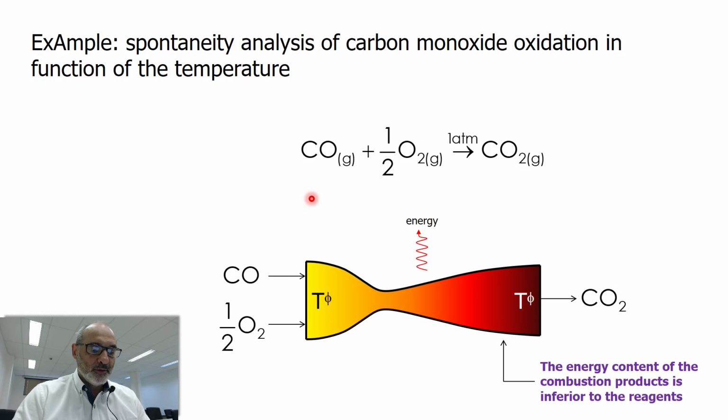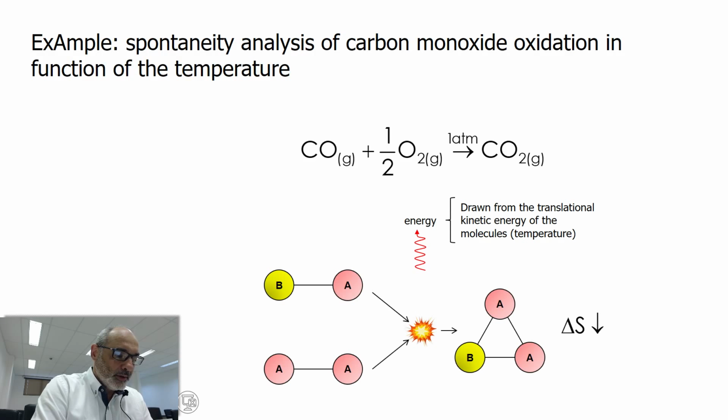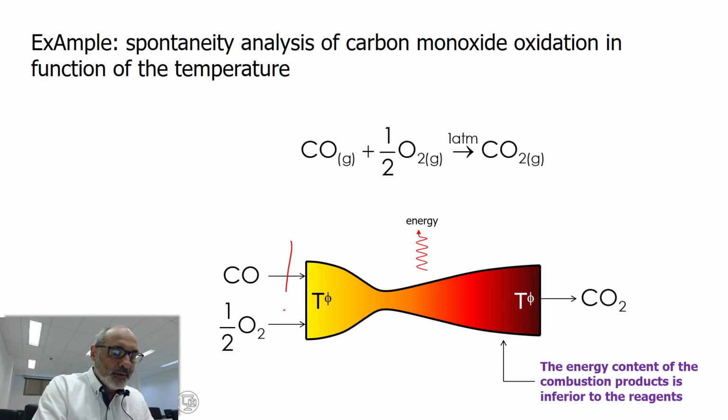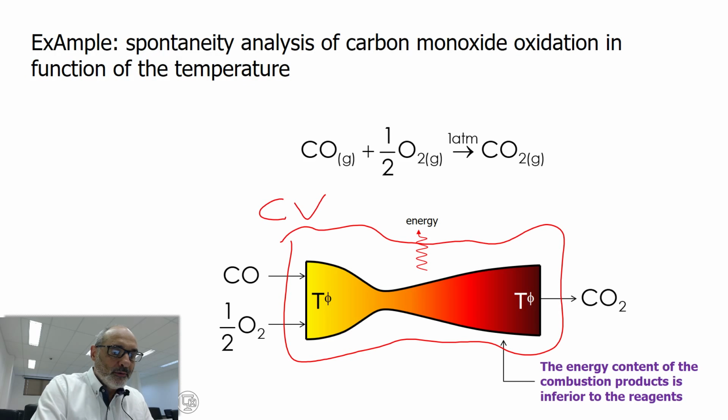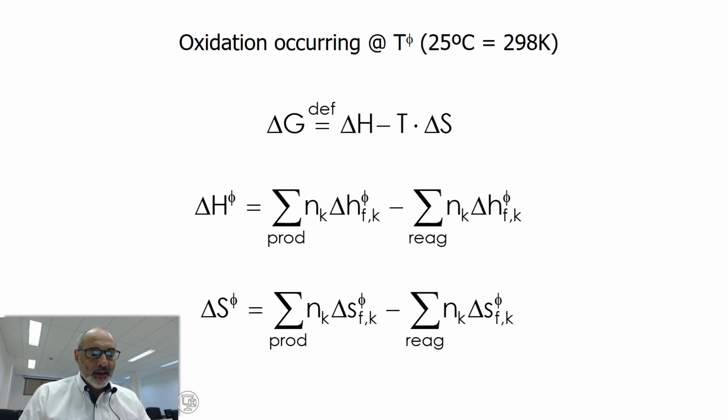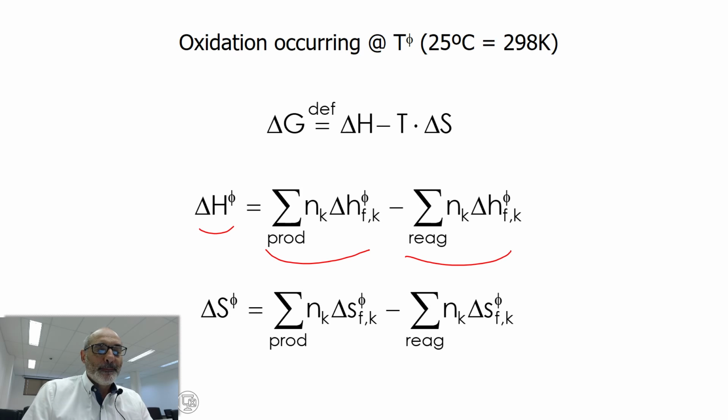Here the control volume is around here. Let me, oops, sorry, get my pen. Here the control volume is here. This is my control volume. So delta H equals the sum of all products minus the sum of all reagents.